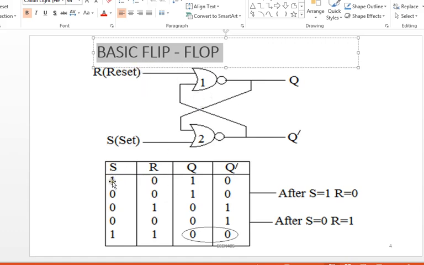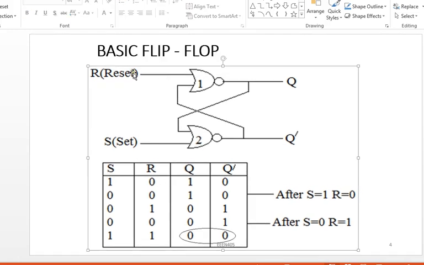The first line here gives us our set signal as 1 and the reset as 0. Now, if set is 1 and the reset is 0, you know that since we have one of the inputs to gate 2 as 1, automatically the output should be 0. And this output is now going here together with my reset, which is 0. So I have zeros entering this gate 1, and definitely my Q should be 1.